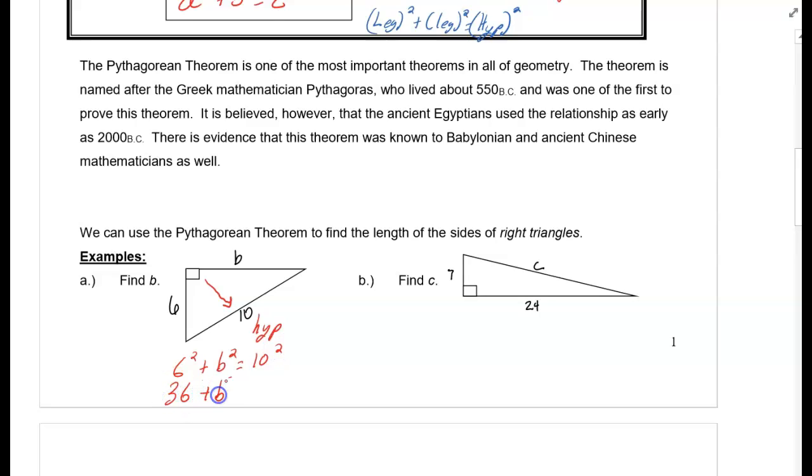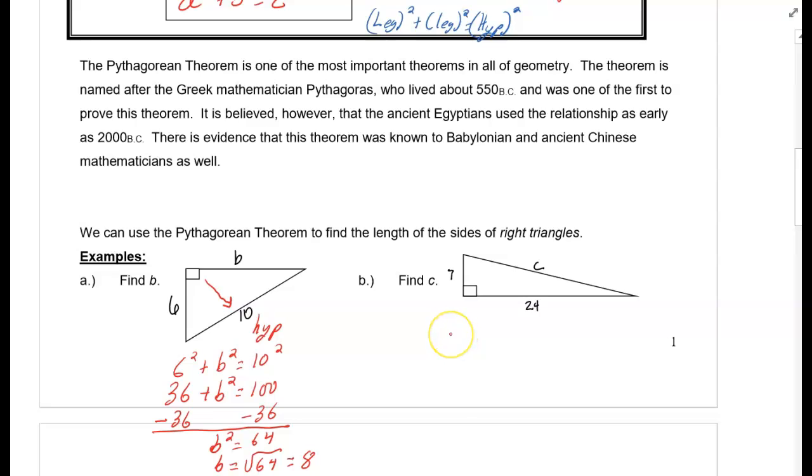36 plus b squared is 100. Take away 36 from both sides. B squared is equal to 64. So b is equal to the square root of 64. Now technically from Algebra 1 it's plus or minus, but we're talking about distances, so it has to be the positive, so we get 8.